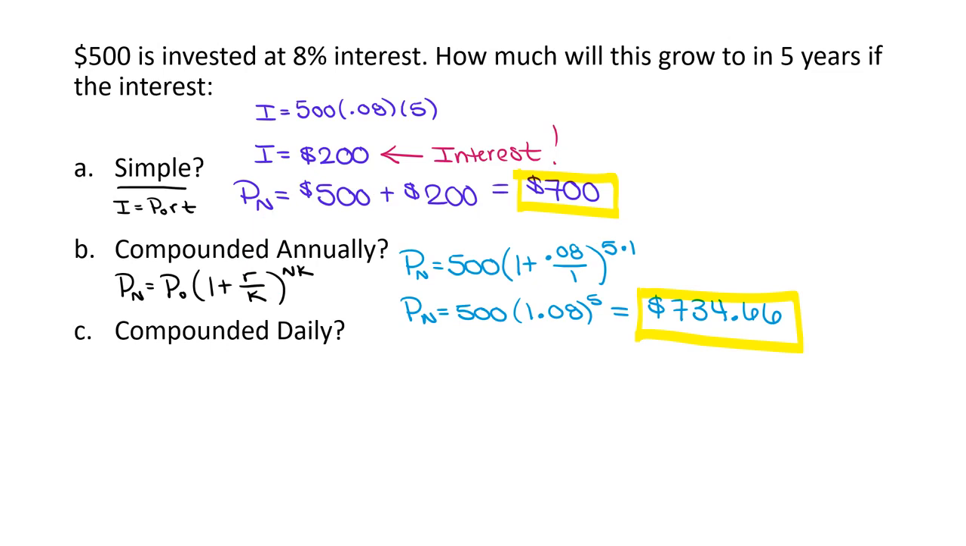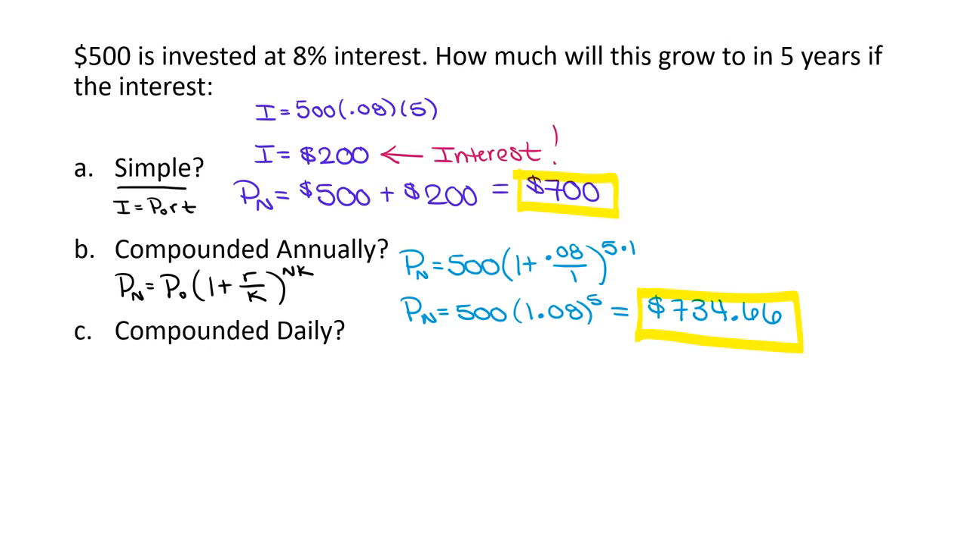I'm going to put this in my calculator. I simplified it a little bit before I typed it into my calculator, just noticing that, for example, 5 times 1 is 5. And I got $734.66. So we actually earn a little bit more money when the interest is compounded. And again, that's because this is an example of exponential growth. Each year, we're earning a little bit more interest than the previous year.